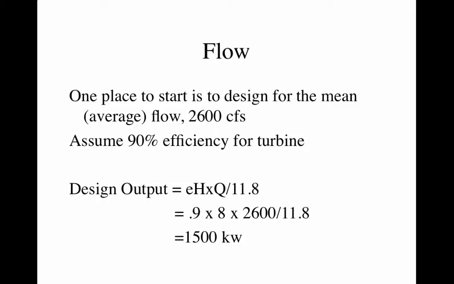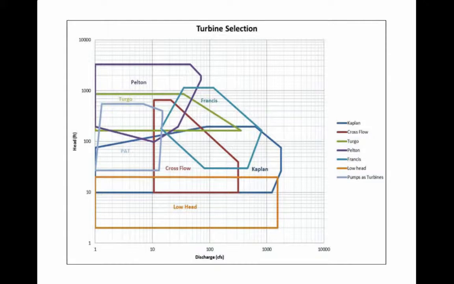So let's look a little bit more at what that means. Does that mean it puts out 1,500 kilowatts all the time, or only puts out 1,500 kilowatts at rated flow? Let's look at that. First we'd have to select our turbine. In this case, we're going to have about 8 feet of head, so we're in the area of a cross-flow or a Kaplan turbine. Let's pick a Kaplan turbine. It's a propeller type turbine, and I know that'll work well here.